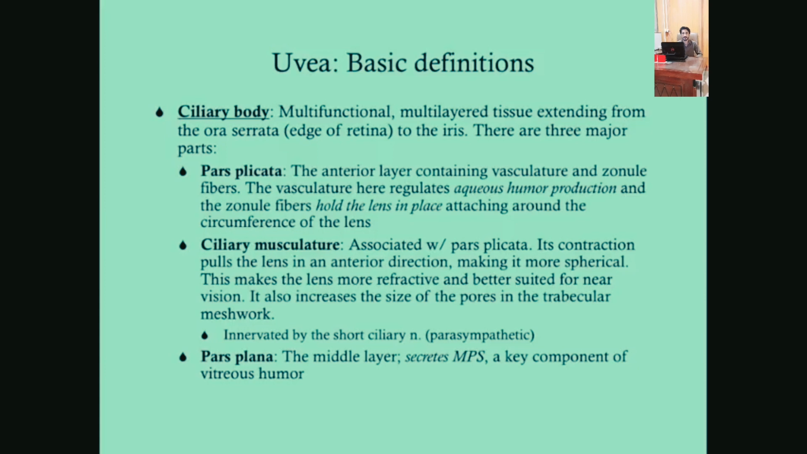So in addition to constricting the pupil, which is done by parasympathetic nerves, you also have parasympathetic nerves, the same short ciliary nerves, that will constrict the ciliary muscles and make the lens more spherical and provide for accommodation. The ciliary musculature, when contracted, also increases the size of the pores in the trabecular meshwork. The pars plana is the middle posterior layer, and it secretes mucopolysaccharide, and that's a key component of the vitreous humor.